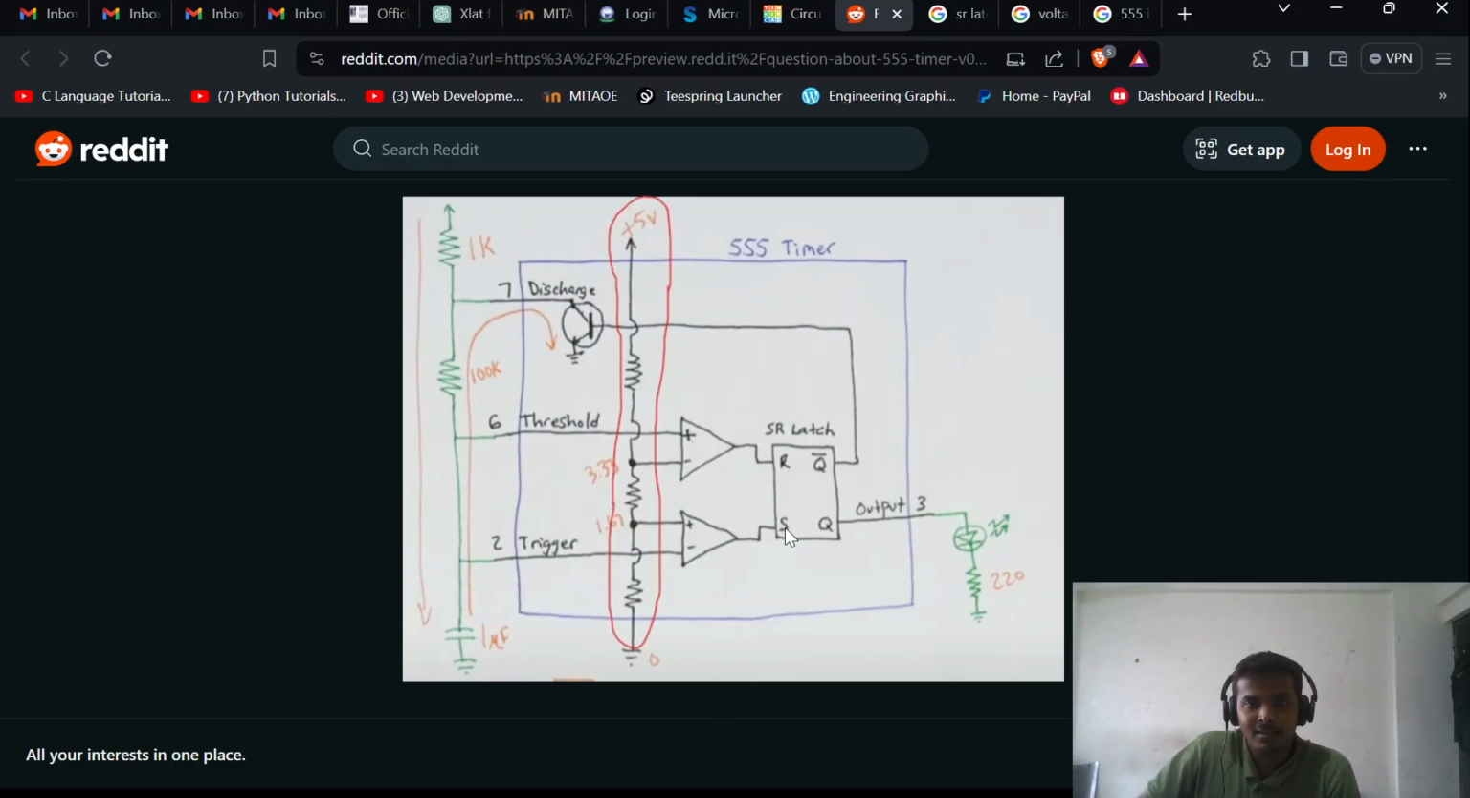If I give S1 R0, now what is this 1 and 0? Okay, so 1 means 5 volts and 0 means 0 volts in simple language. So if I give S1 R0, this SR latch is in a set configuration.